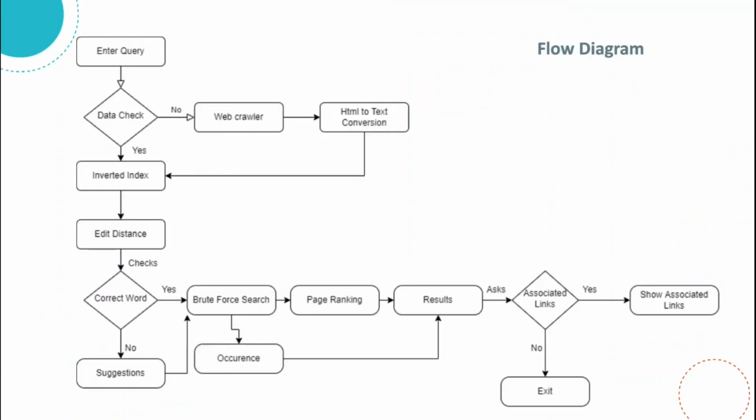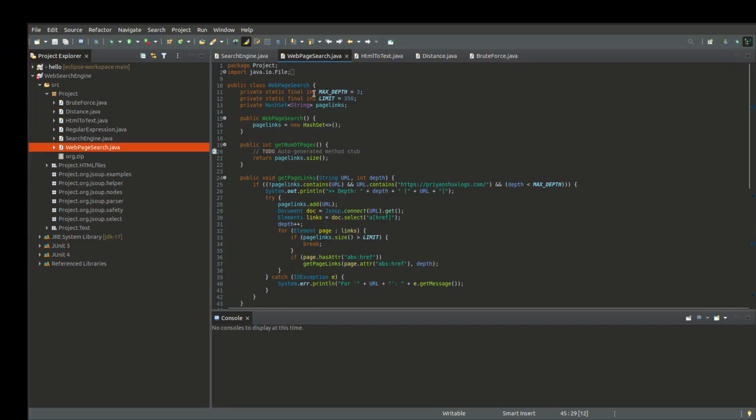This is the flow diagram of the whole project. Before going into the live demo, my friends and I will explain the features of the web search engine. For the first feature, I have defined the class WebPageSearch for the web crawler, and the max depth and limit have been defined as 3 and 350. I have also defined the page links set in which the URLs will be stored.